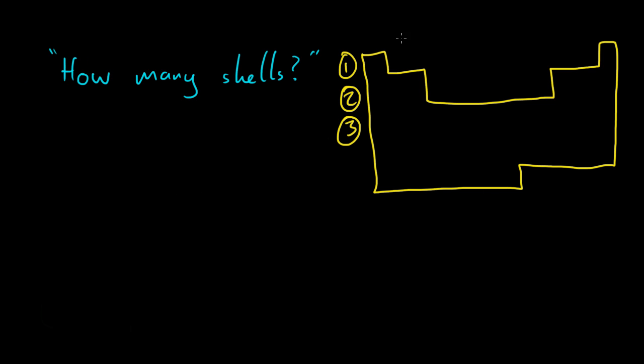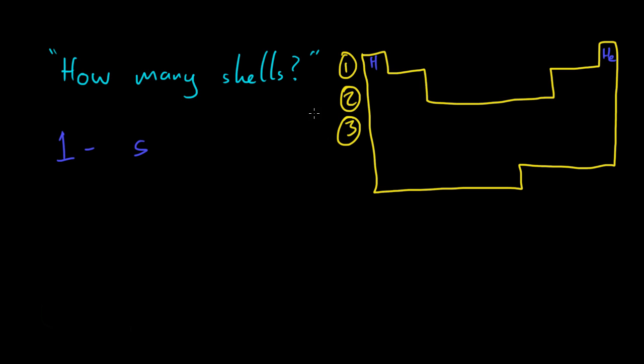So, if we look at our first two elements, hydrogen and helium, these are in the first period. That means they have one energy level. And seeing as hydrogen only has one electron and helium only has two electrons, and we know that the s sublevel only has two electrons in it, we can conclude that the first energy level only has an s orbital.